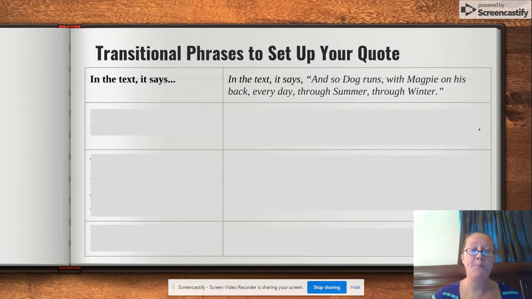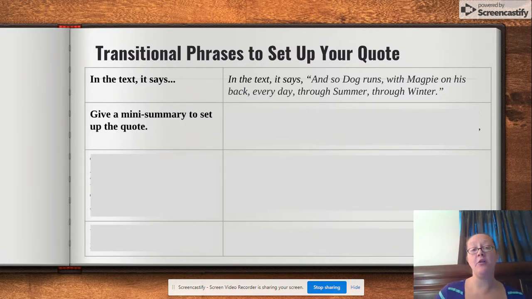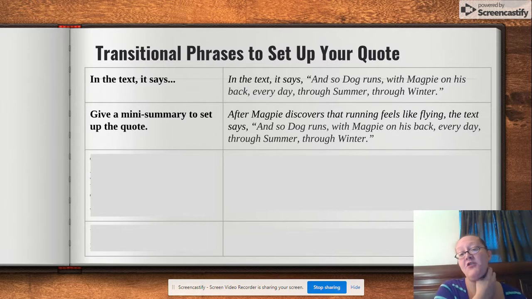You could take the next step and just give a little mini summary to set up the quote first before you introduce your quote. So in my example, I say, "After Magpie discovers that running feels like flying, the text says," and then I gave the example.